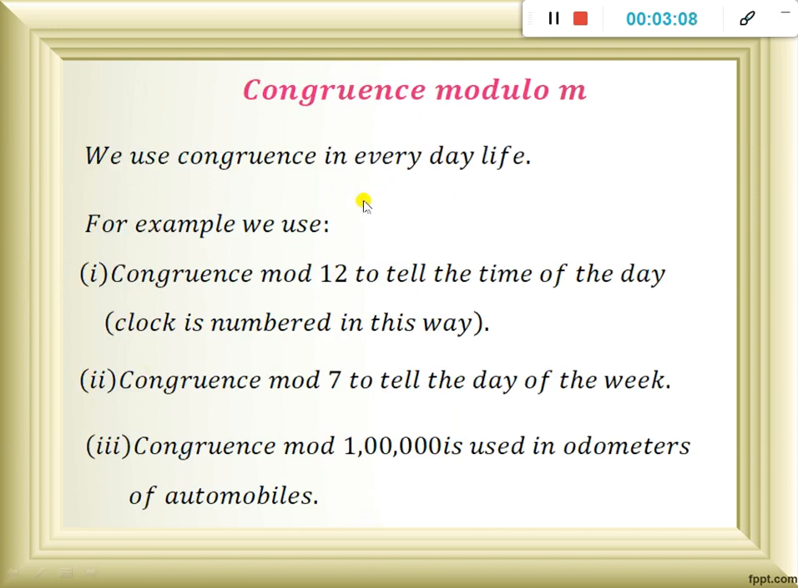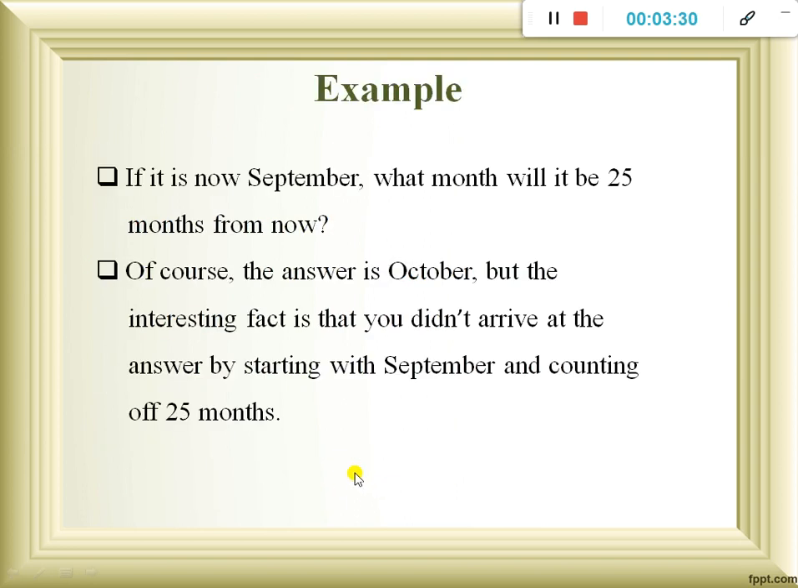We use congruence in everyday life. For example, congruence mod 12 to tell the time of the day. Congruence mod 7 to tell the day of the week. Congruence mod 1 lakh is used in odometers of automobiles, right? Look at this example. If it is now September, what month will it be 25 months from now?